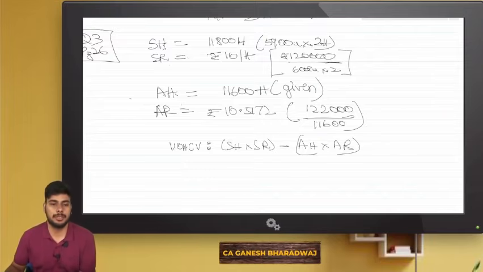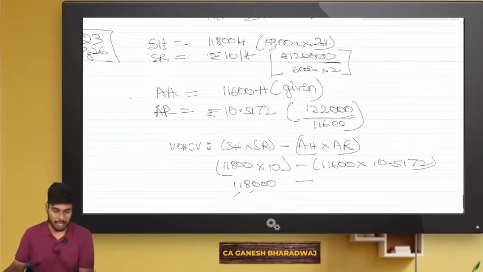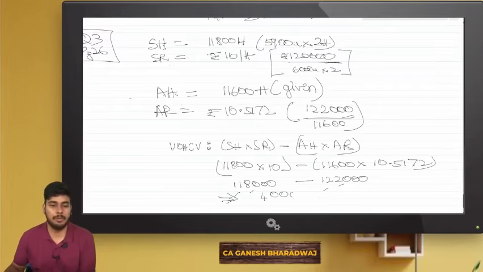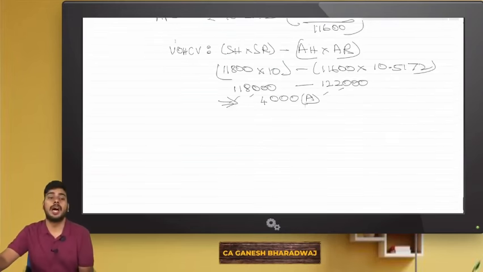Standard hours, how much? 11,800. Standard rate, how much? 10. Actual hours, how much? 11,600 into actual rate, 10.5172. So how much? 1,18,000 is the cost that you should have incurred, minus what is the cost you've actually incurred? 1,22,000. Fine. So adverse, favorable? Adverse, how much? 4,000. Yes. Correct, guys. Are you all understanding this?